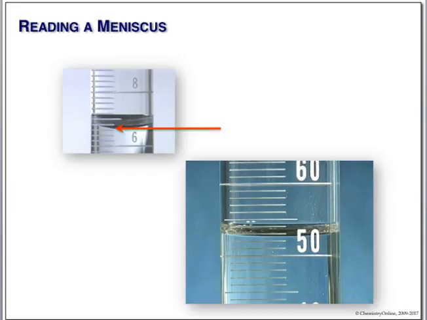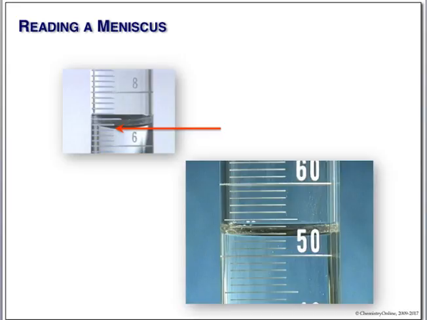Now, this starts at 6, and every little line in between is 0.2 milliliters. So we would read this. We would say it's 6, 6.2, 6.4, 6.6, and then just a little bit. So we're guessing what the last little bit is.